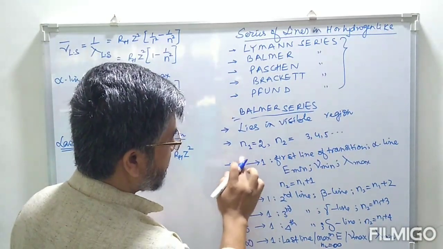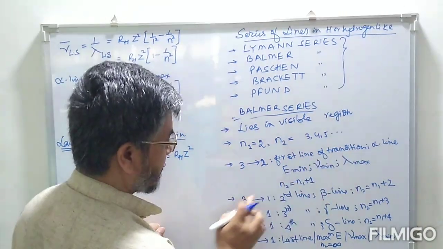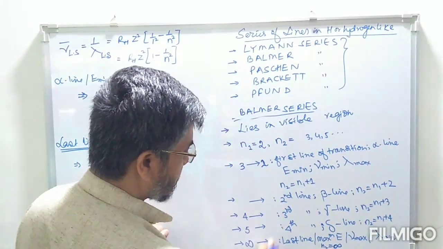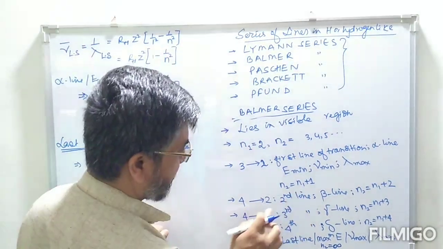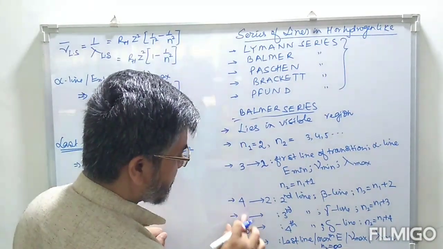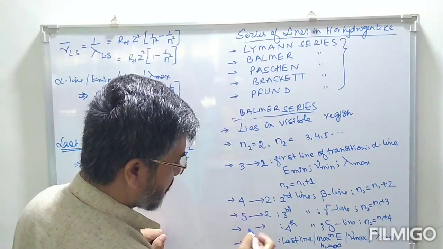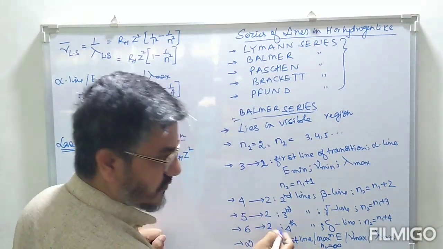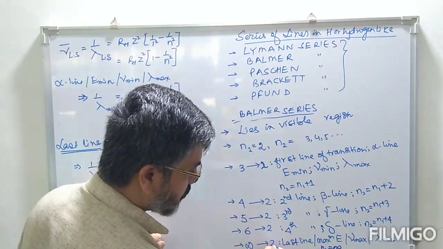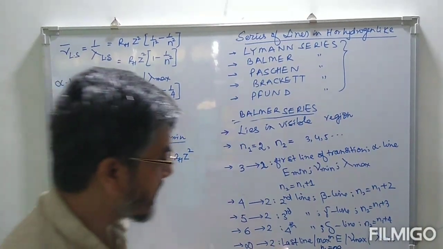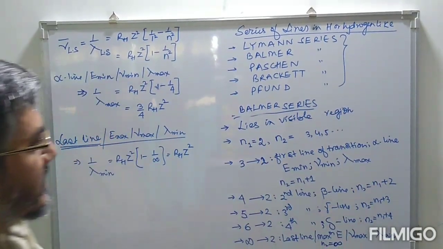So for Balmer series, N1 is 2, N2 is always greater than 2. If the electron is coming from 3 to 2, that is known as the first line. Electron is coming from 4 to 2, that is known as the second line. Everything remains same. Electron is coming from 5 to 2, third line, gamma line. Electron is coming from the 6th level to the first excited state, 4th, delta. Electron is coming from infinity to the first excited state, that is the last line or maximum energy transition. So this is the characteristics.